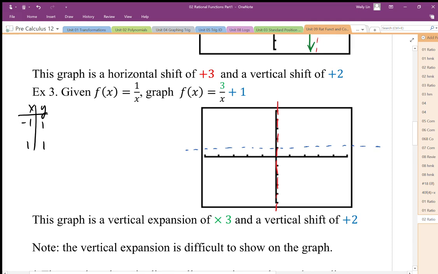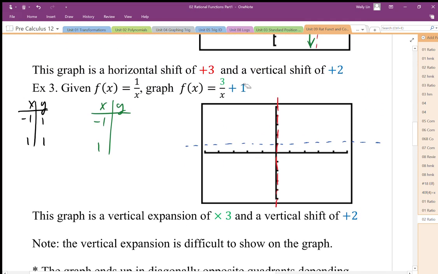So it's going to be a vertical expansion. There's no horizontal change here, so we're still going to use -1 and 1 as our reference. But we're going to have a 3 times vertical expansion, then a shift of +2. Okay, or sorry, this is going to be a +1. Sorry, this should be vertical shift of +1. So just change that in notes, and we're going to do ×3 + 1.